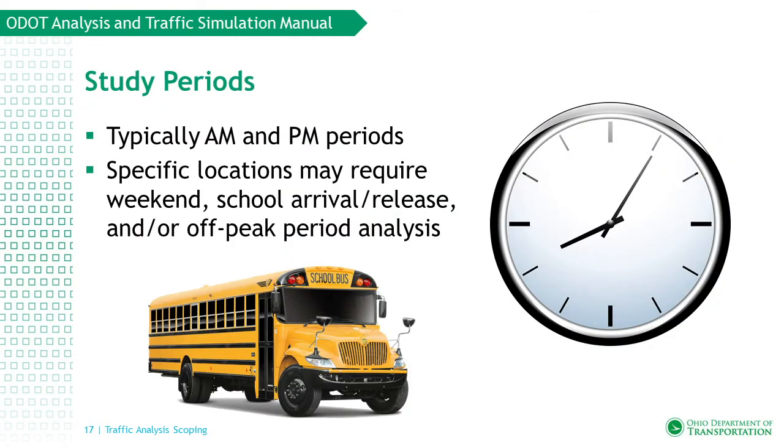For most analysis, the weekday AM and PM periods will be all that is necessary. Specific locations may require weekend, school arrival, and/or release periods, or off-peak period analysis. Check the surrounding land uses to determine if periods other than just the traditional morning and afternoon peak period should be analyzed. Intersections around shopping malls or churches may need to be analyzed during the weekend, while intersections near factories with second and third shifts may need to be analyzed during off-peak hours. In the scoping document, justification should be provided for why peaks other than the weekday AM and PM periods are being analyzed.